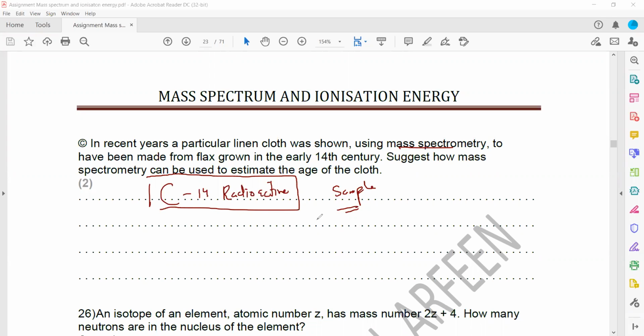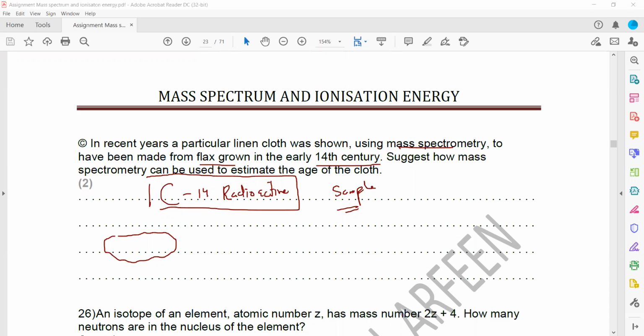So using this and a half-life, for example, say we have, as I mentioned, in recent years, a particular linen cloth was shown using mass spectrometry to have been made from flax which was grown in the 14th century. So how can mass spectrometry be used to estimate the age of the cloth? How can we use it to identify the age of the cloth?